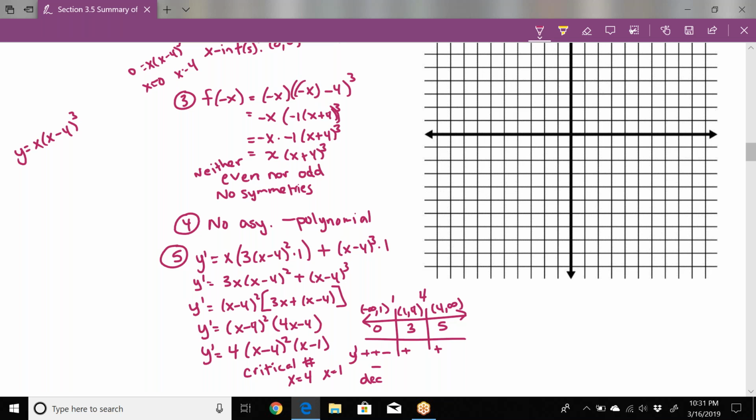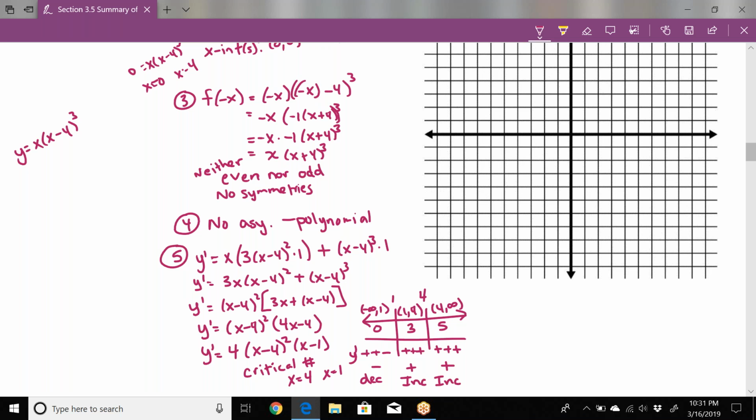And then in the next region, we have the positive for the 4. 3 minus 4 is negative 1, but you square it, so it comes out positive. And 3 minus 1 is positive 2. So 3 positives multiplied together is a positive, so that region is increasing. And then we get all positives again for the last one. So that means that this region is also increasing.